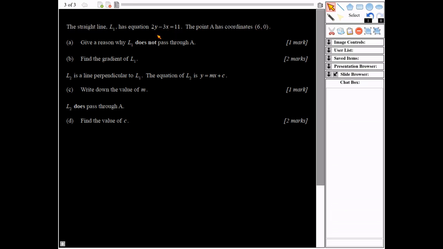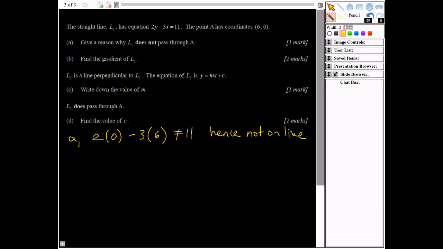So if A was on the line, then when I put in x is 6 and y is 0, this would equal 11. So I would just try that out. I would say 2 times 0 minus 3 times 6, and I can see that that's -18, which does not equal 11. So I then say hence not on line.